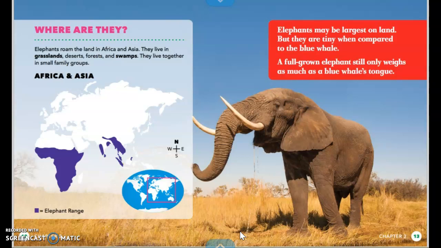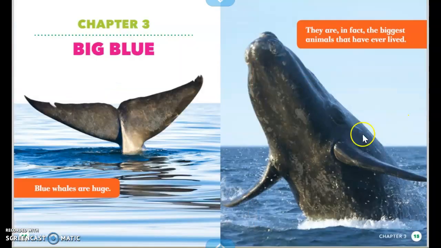Elephants may be the largest on land, but they are tiny when compared to the big blue whale. A fully grown elephant still only weighs as much as a blue whale's tongue. I think the next chapter talks about the big blue whale, but we're focusing on the elephant today. So you might be interested in looking at the big blue whale and you can read the rest of this book yourself. But let's go back now and put all our information we've learned together.